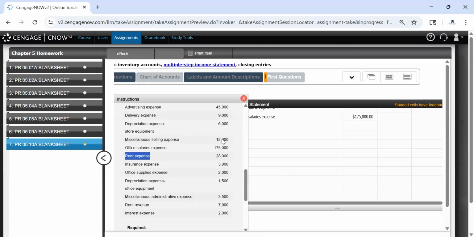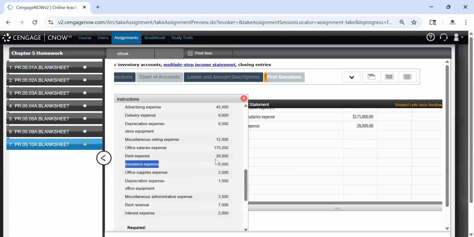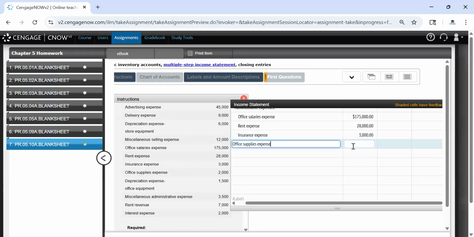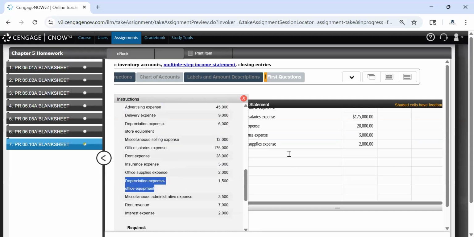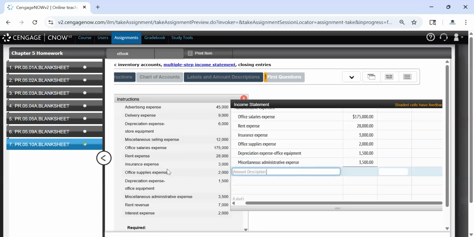Then we have our rent, $28,000. Insurance of $3,000. Office supplies expense of $2,000. Depreciation expense office equipment of $1,500. And miscellaneous admin expenses of $3,500.